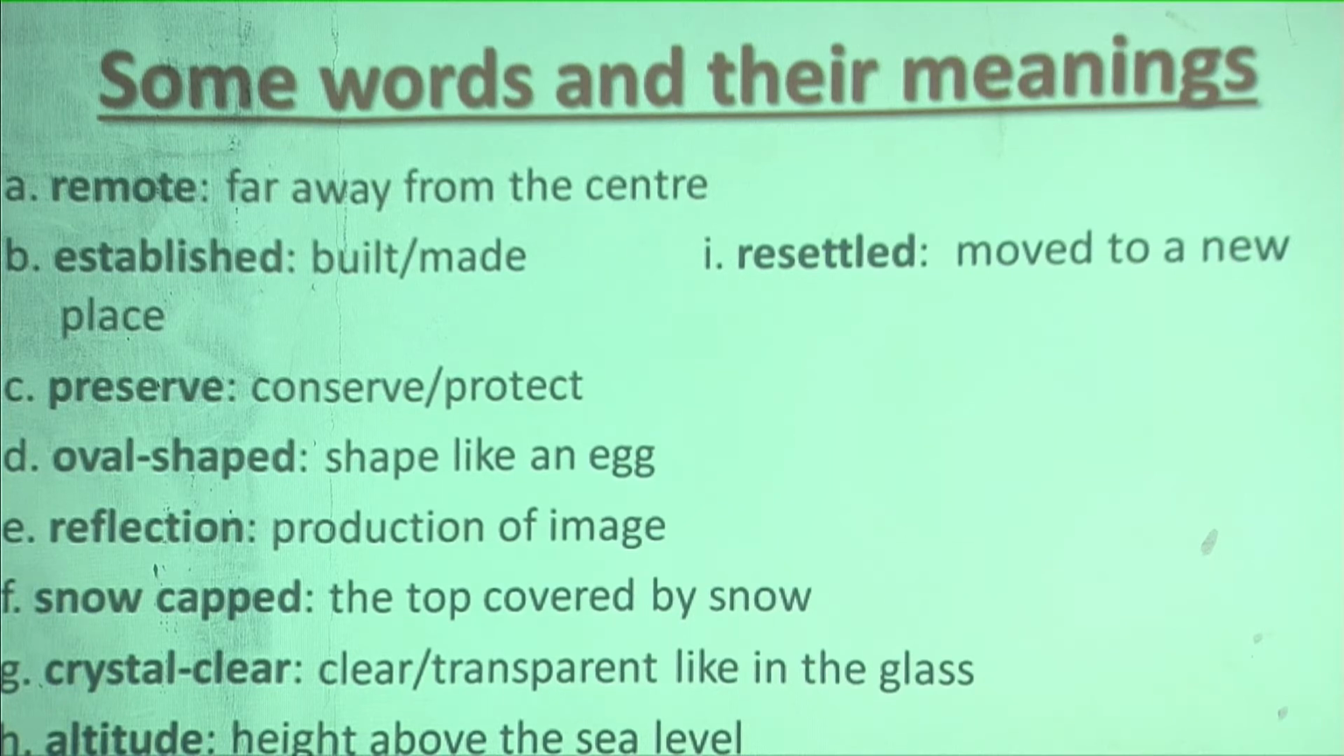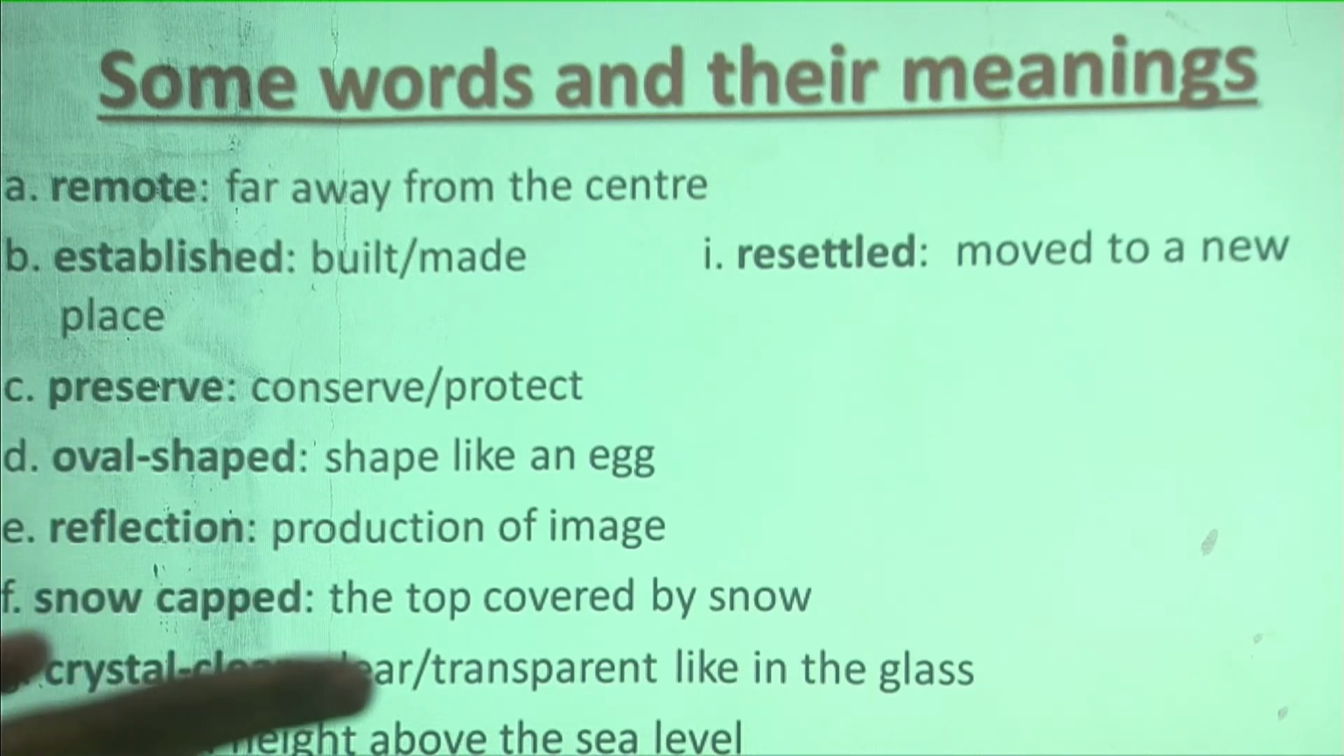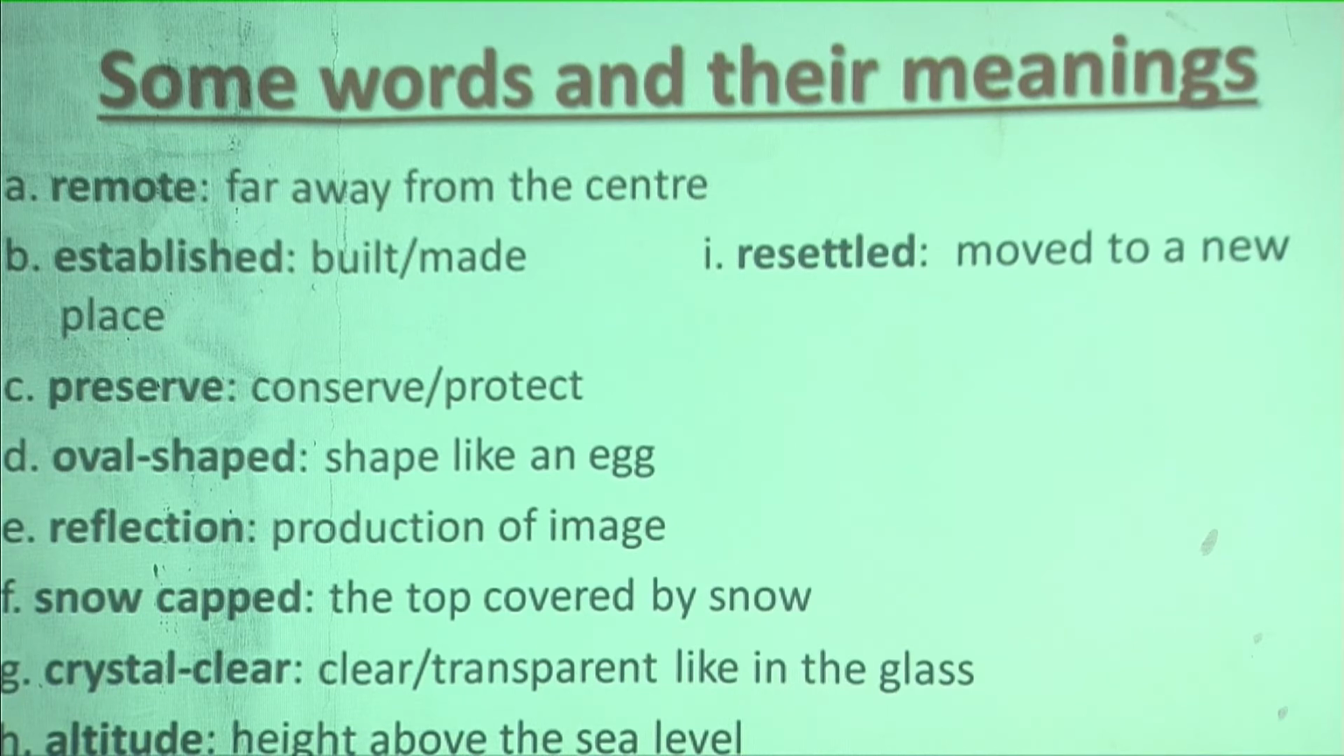Okay. Second, established. Established means built, made, or set up, right? Set up. Okay. Then next, preserve. Preserve means protect, conserve, save. In simple words, we can say, students, preserve means S-A-V-E, save. Okay. Now, next, oval shaped. Oval shaped means the shape like an egg. The shape which is like an egg is called oval shaped.